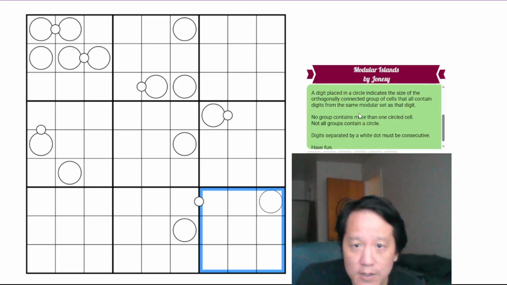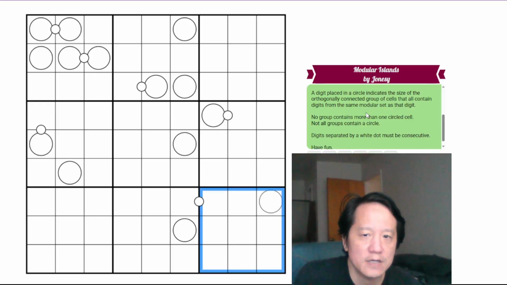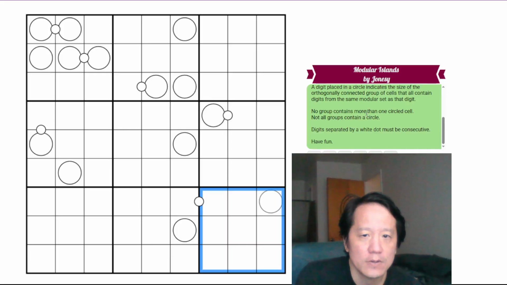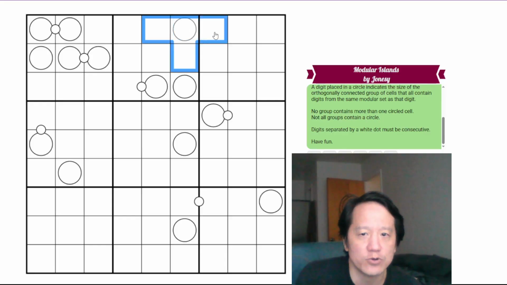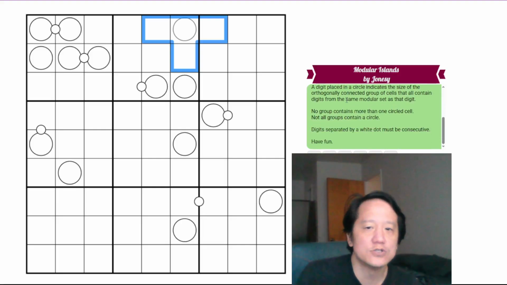Anyways, a digit placed in a circle indicates the size of the orthogonally connected group of cells that all contain digits from the same modular set as that digit. So, first of all, what is an orthogonally connected group?